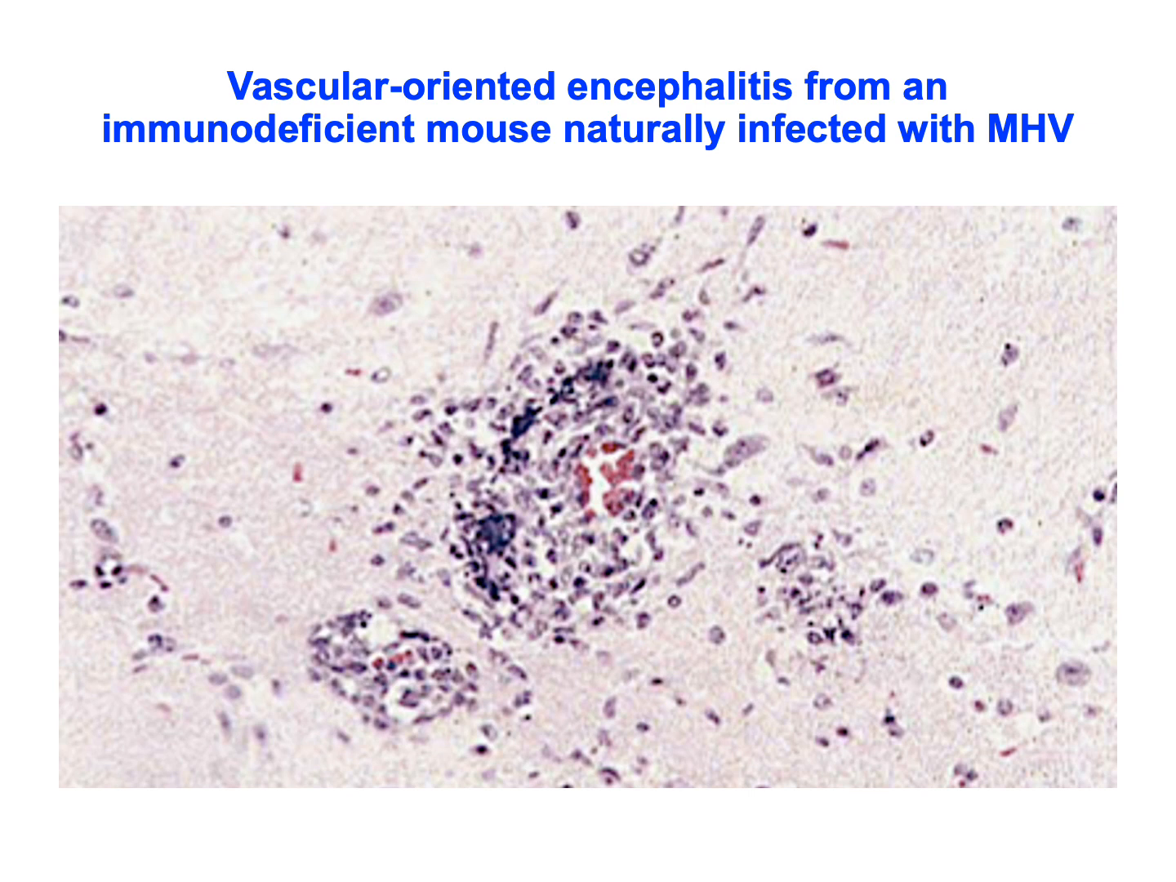This is a vascular oriented encephalitis. You can see in the middle the red blood cells from an immunodeficient mouse naturally infected with mouse hepatitis virus. And we can find also syncytia in mesenteric lymph node and endothelium of mesenteric vessels, but no picture is available.